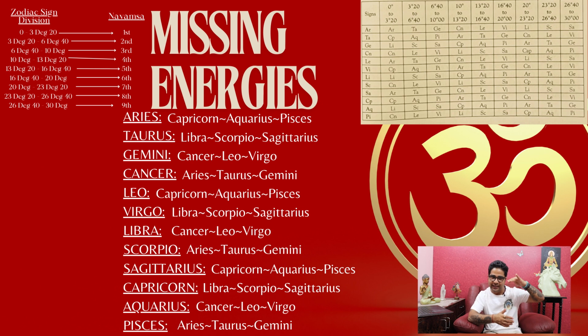Now let's pick up another element, which is the earth element. So definitely guys, when we talk about the earth element signs, which are Taurus, Virgo and Capricorn, what sort of energy do they lack? They lack the energies of Libra, Scorpio and Sagittarius. Now what does it mean? Definitely guys, when we talk about Libra, it has to do with the savviness in your commercial activities, fairness in all your dealings.